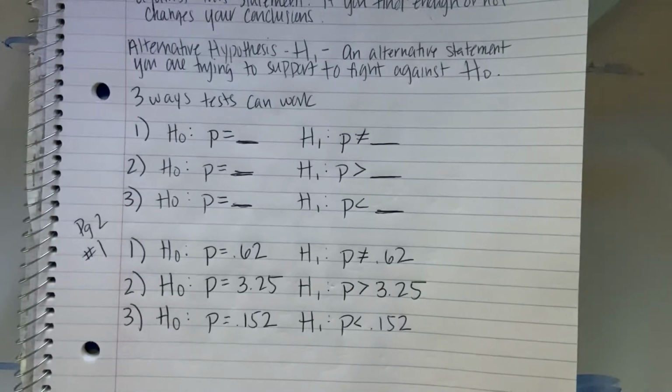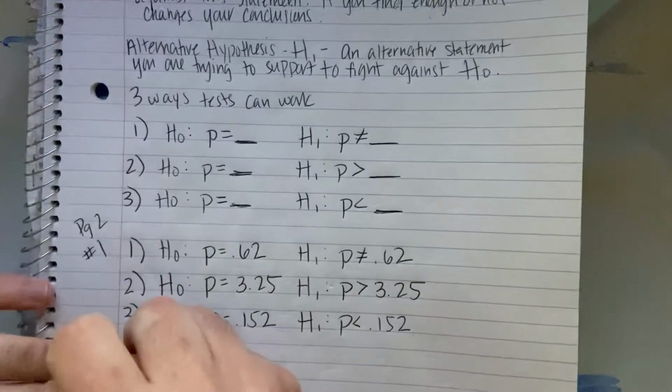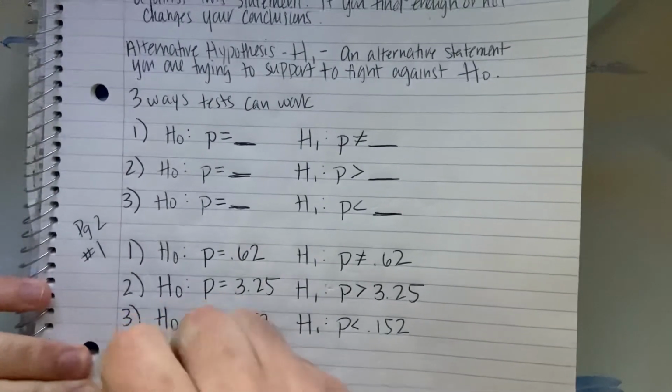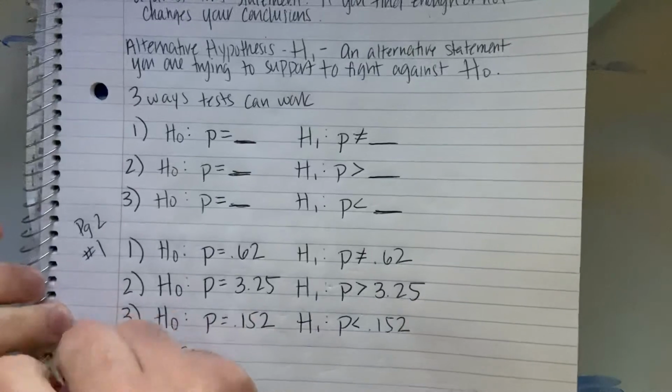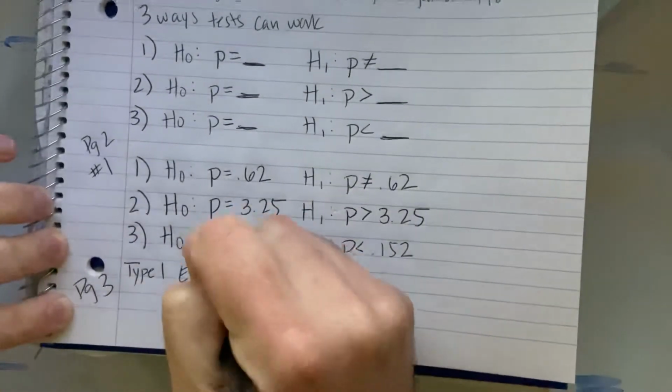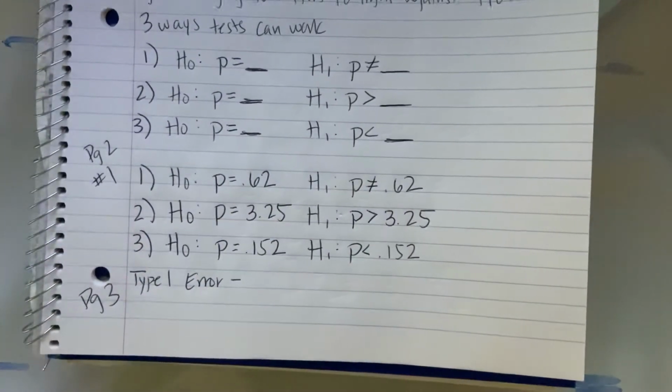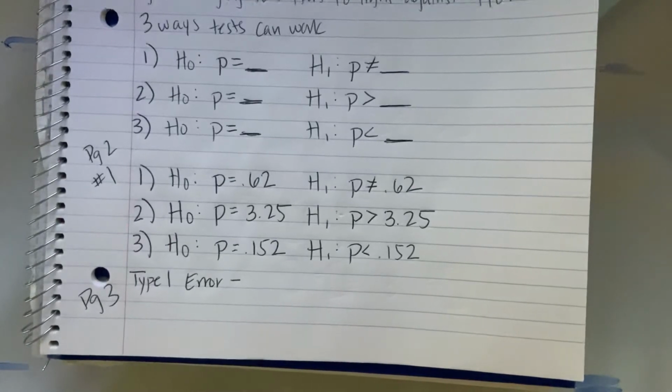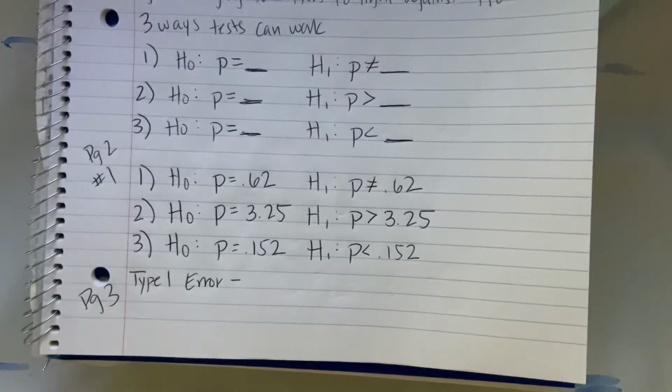Page 3 is about the types of errors. Type 1 error. So a type 1 error occurs... Let's talk about outcomes, if we're talking about it from a trial perspective. A person's either guilty or they're not guilty, but they could also be innocent or guilty. For example, you could find someone guilty, but they could actually be innocent. So that creates 4 outcomes.